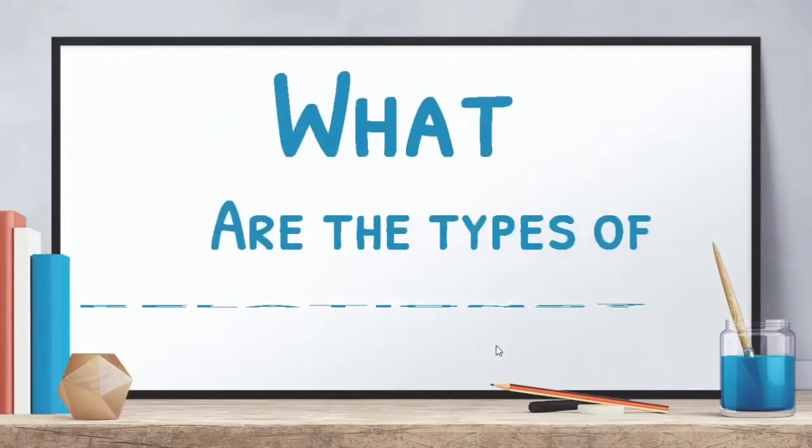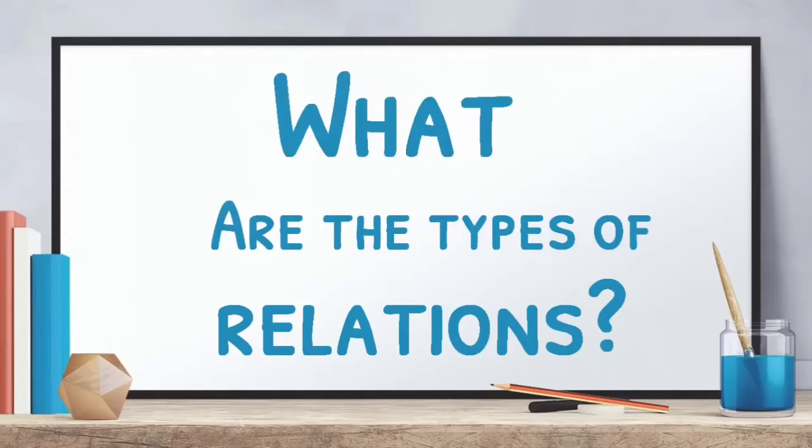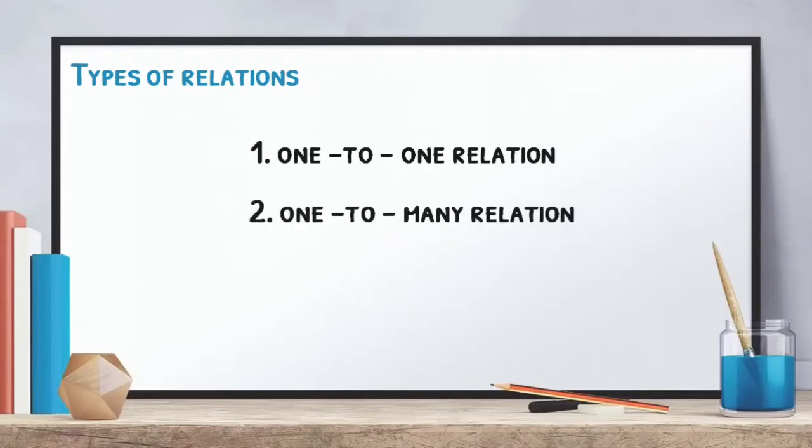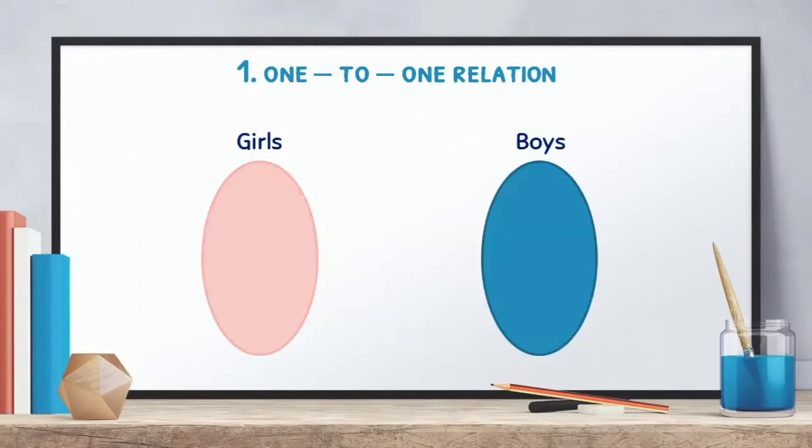Now, what are the types of relations? So we have actually 3 types. Number 1, one-to-one relation. Number 2, one-to-many relation. And number 3, many-to-one relation. So let's start with one-to-one relation. Suppose we have this representation of our relation. So we have here a set of the names of the girls, and here we have a set of the names of the boys.